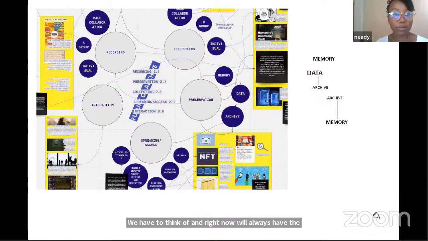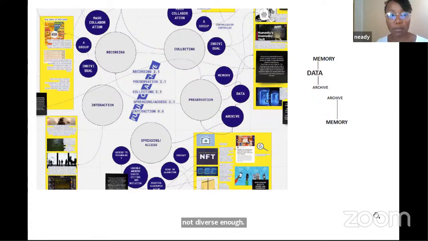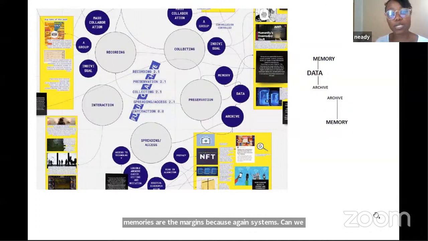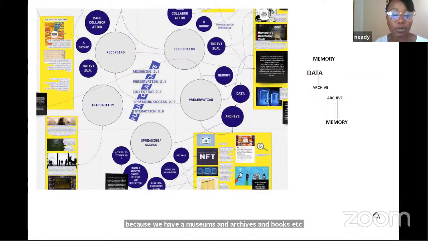Right now we always have the discussion of systems being biased because the data that is being presented is not intersectional enough, and also not diverse enough. So if we're thinking about the memories that have been forgotten, and these memories are at the margins because of, again, systems, can we think about the digital being a sort of subversion? Because we have museums and archives and books, etc., still being directed and moved by the systems of domination, so governments and schools and so on.